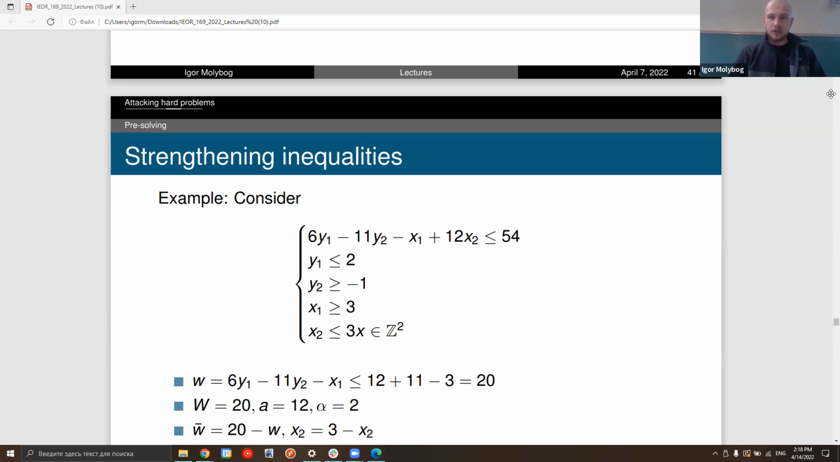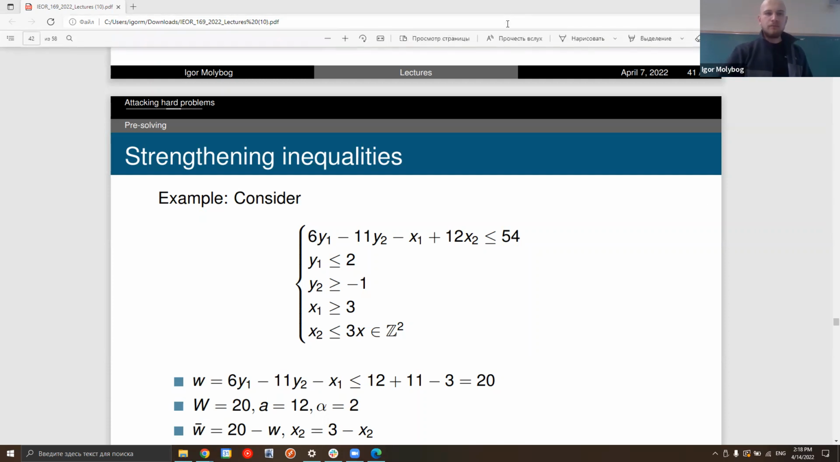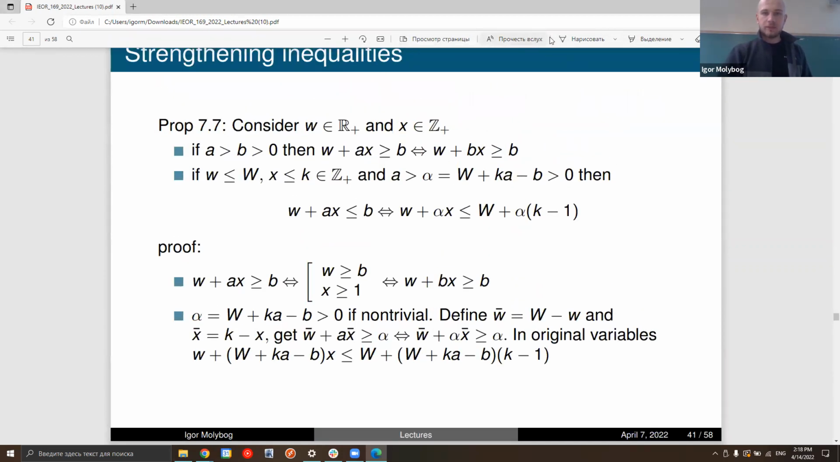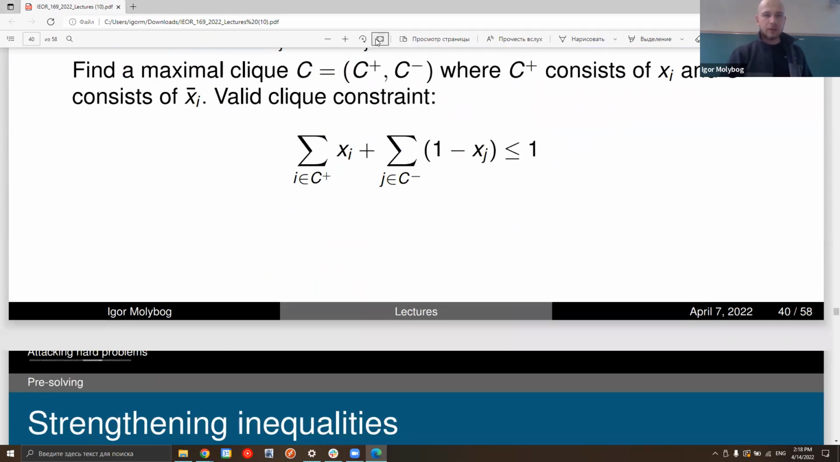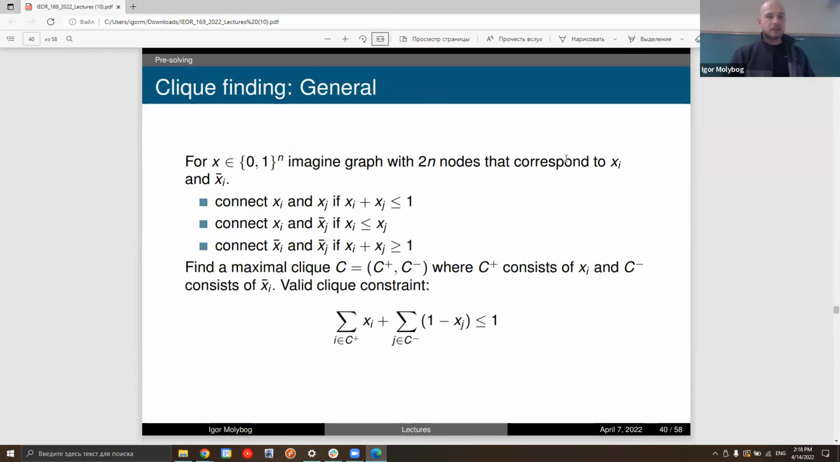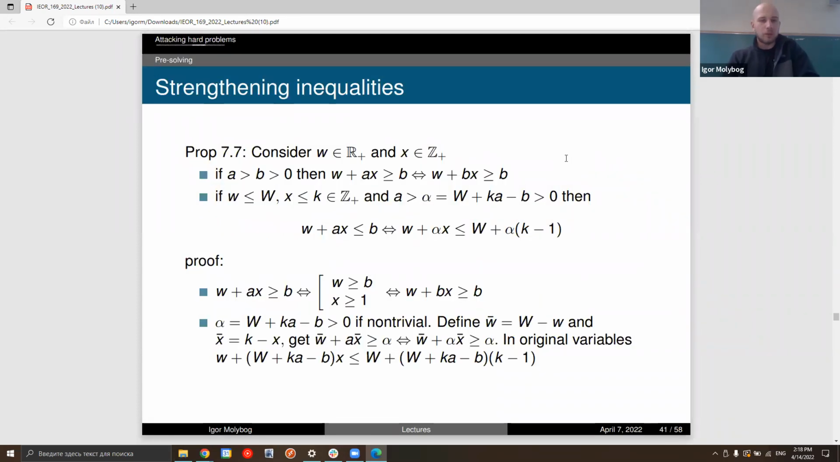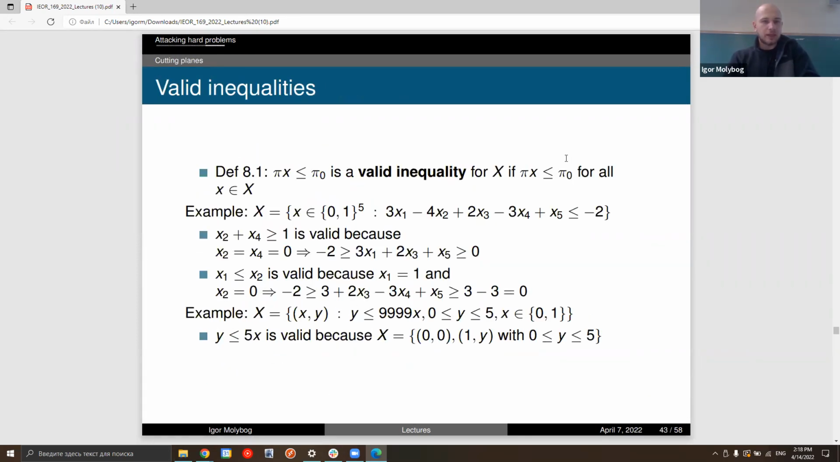So today we are continuing working on our strengthening inequalities and valid inequalities that I believe we started last time. Right. So last time we discussed clique finding and how we are building strengthening inequalities, and I believe that we started introducing more formal definitions and regular approaches towards defining valid inequalities.